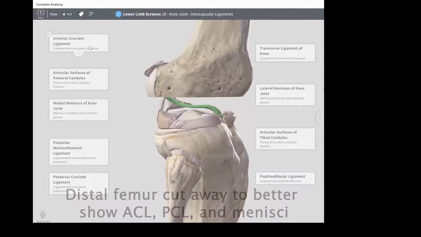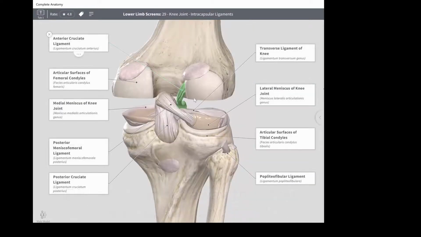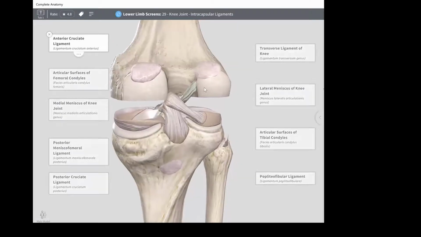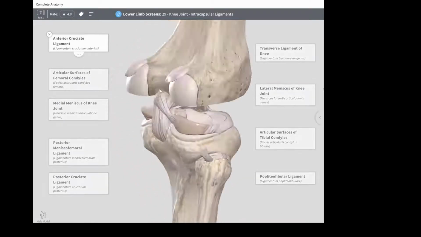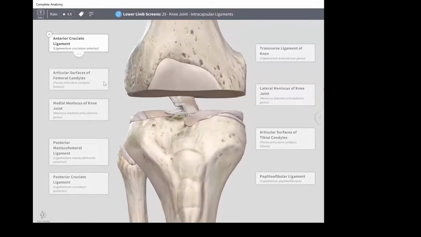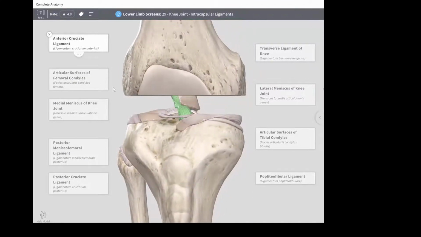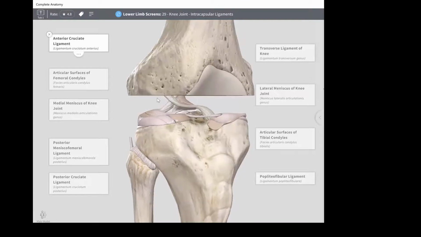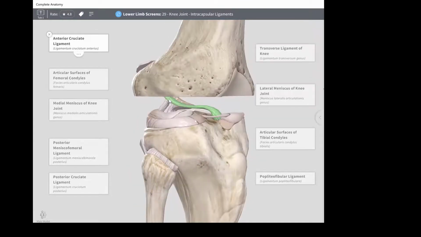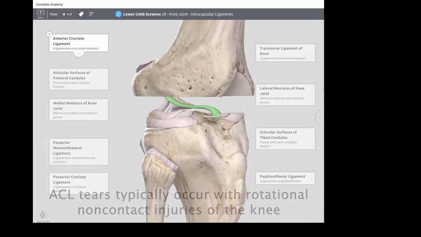Okay, so the ACL, you can see, starts again posterior on the lateral side of the intercondylar notch in the femur. Okay, kind of comes across obliquely, but most importantly goes from posterior to anterior. Now it doesn't necessarily have this wavy pattern, and there are a couple of bundles that make up the ACL, but this is the most important thing. It goes from posterior on the femur to anterior on the tibia. Okay, and it prevents that anterior translation of the tibia on the femur.